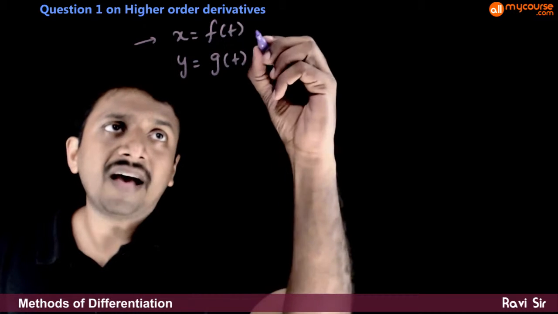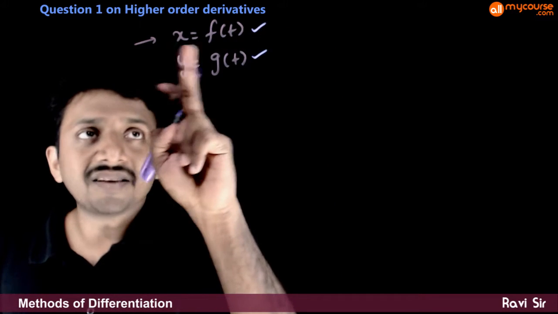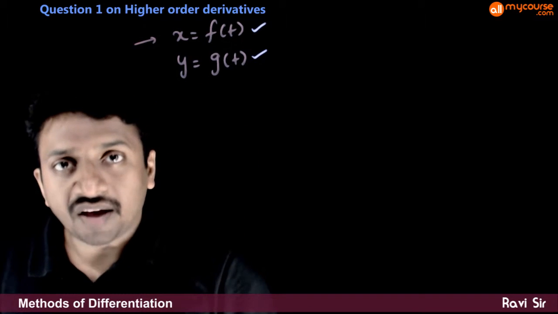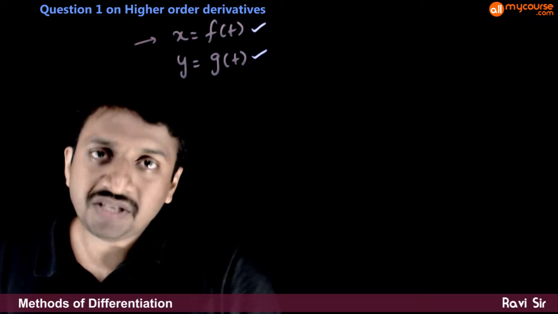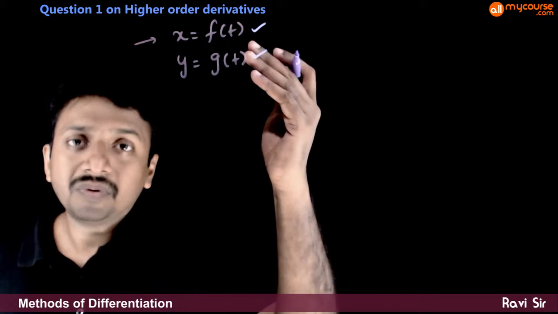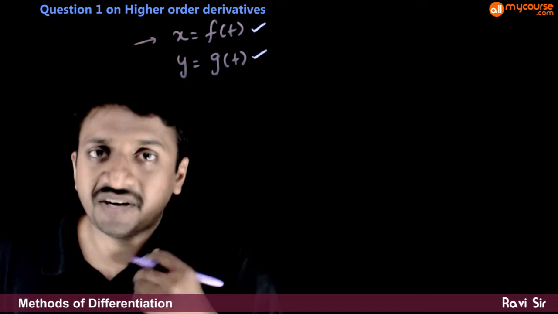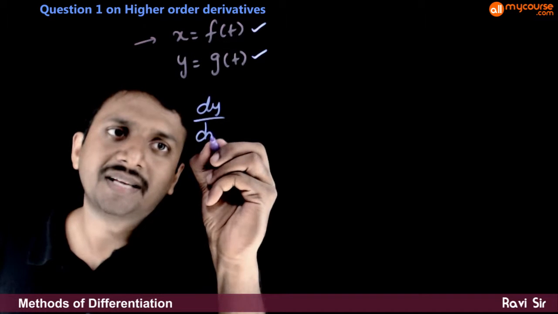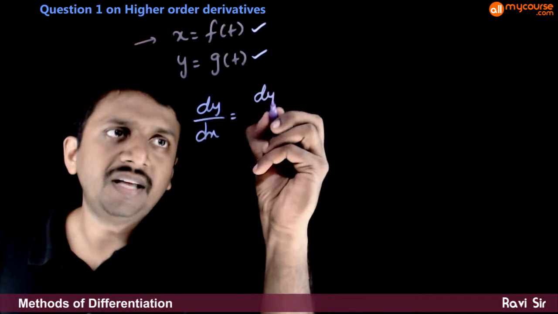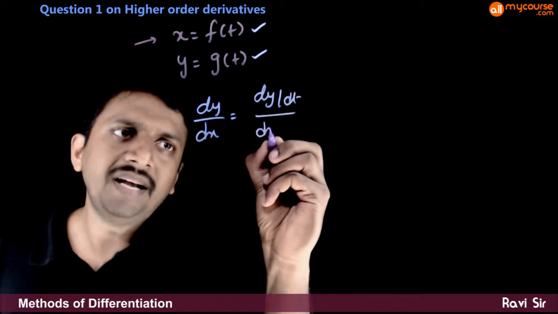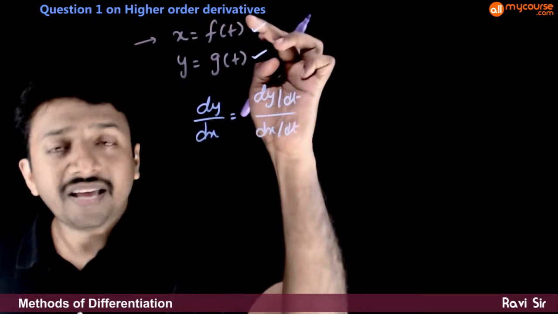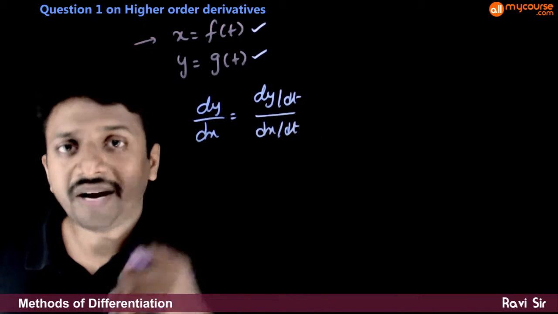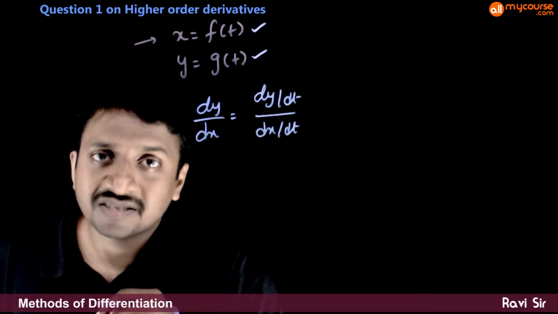Now, let us say that you have a parametric function. X is a function in terms of t, y is another function in terms of t. X is equal to f of t and y is equal to g of t. So, if you want the first order derivative, we have already seen how to find it. So, dy by dx is equal to dy by dt divided by dx by dt, right? Because x is in terms of t, y is also in terms of t. So, dy by dt divided by dx by dt gives you dy by dx.